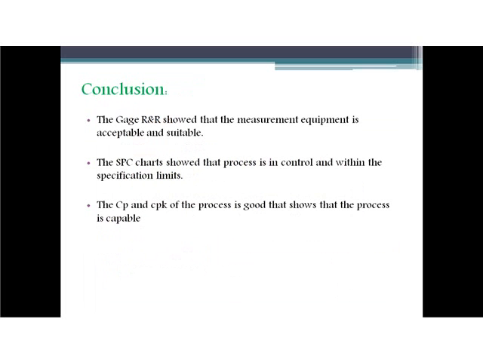Coming to the conclusion, the gauge R&R study we performed at MMD is acceptable and suitable, and the SPC charts are also within the control limit and within the specification limit, and the process is also capable as the CP and CPK values are good. That shows the process is capable.